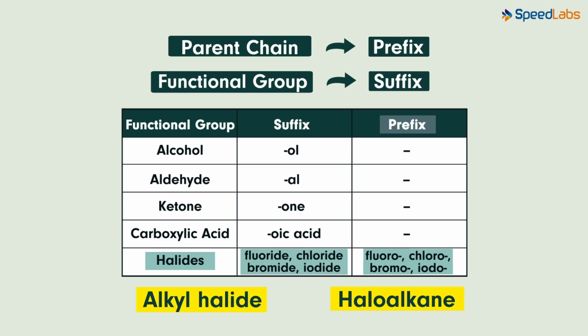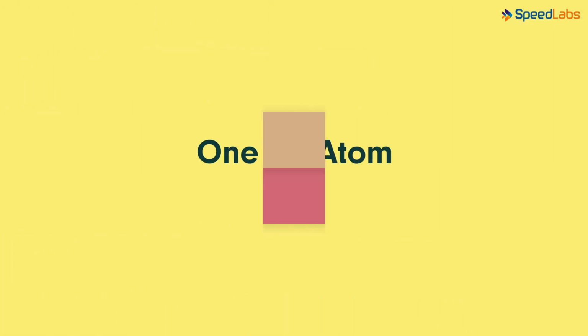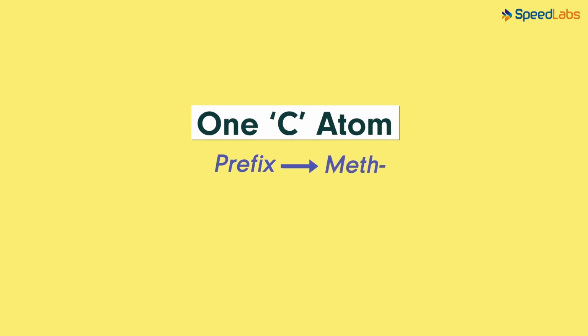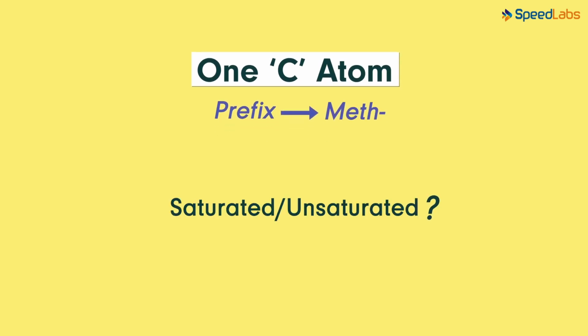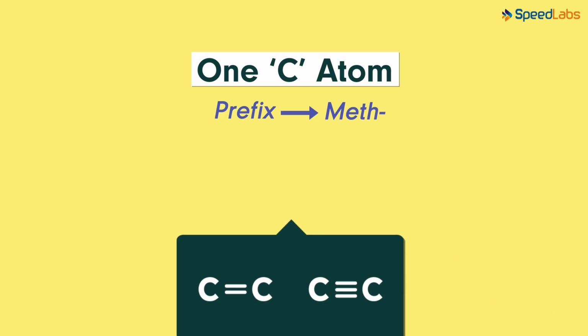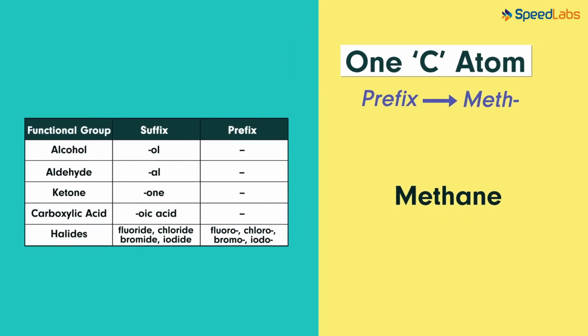Now let us try taking a simple example to understand the nomenclature better. Maybe we can begin with a compound having just one carbon atom. What is the prefix used when we have one carbon atom? Yes, it's meth. And is it a saturated or an unsaturated hydrocarbon? Of course, it has to be a saturated one. For double or triple bonds to exist, it should have more than one carbon atom, right? Yes, so we consider a methane molecule.